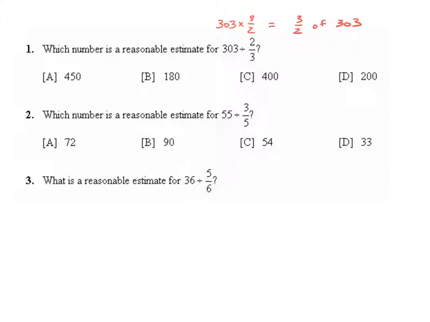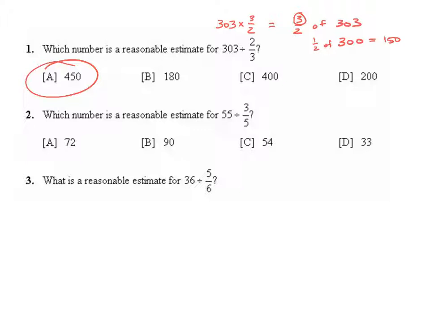I'm now going to try to find a number that's close to 303 that is compatible with 2, and I'm going to round that to 300. Now in my mind I'm thinking, what is 1/2 of 300? And that's 150, but I don't want just 1/2, I want 3/2. 3/2 will be 3 groups of 150, so 150, then 300, then 450.